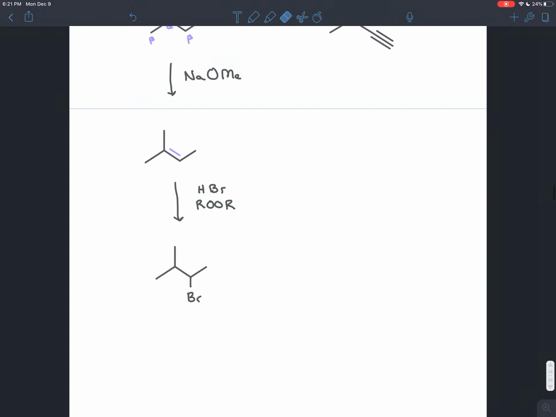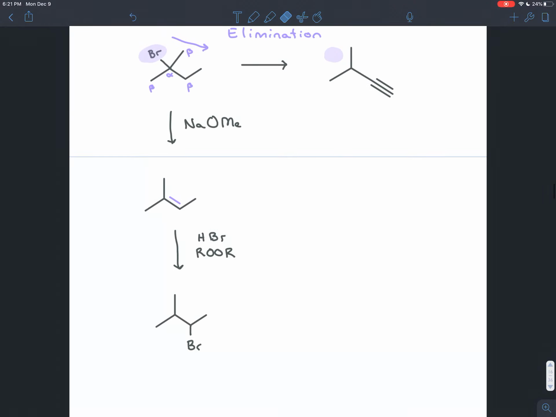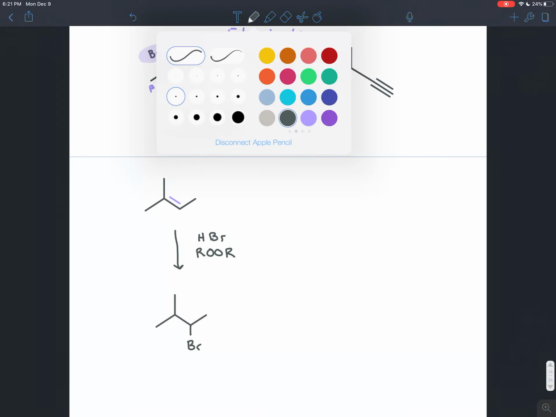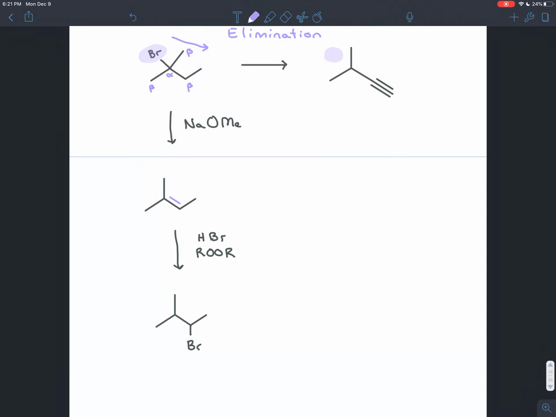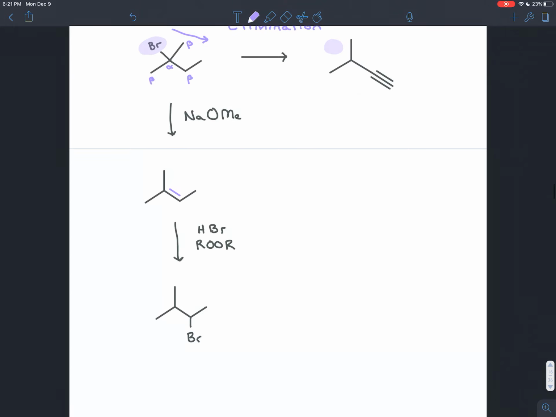Now I'm going to erase the hydrogen even though it's still there because it's implied in these skeletal structures. And what we're trying to do is to use elimination and addition reactions to walk the electrons from the left side of the molecule to the right.